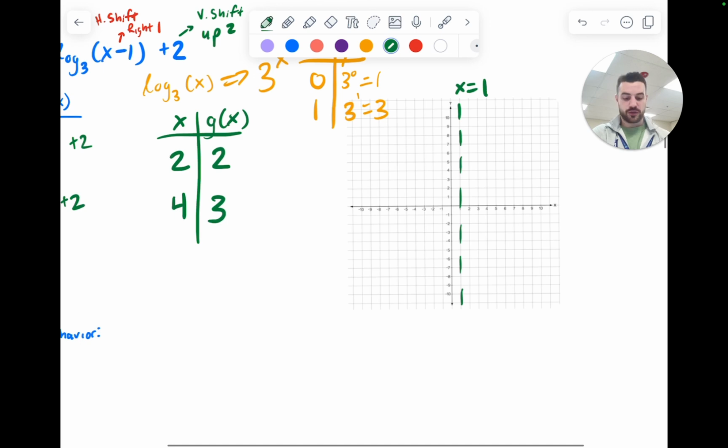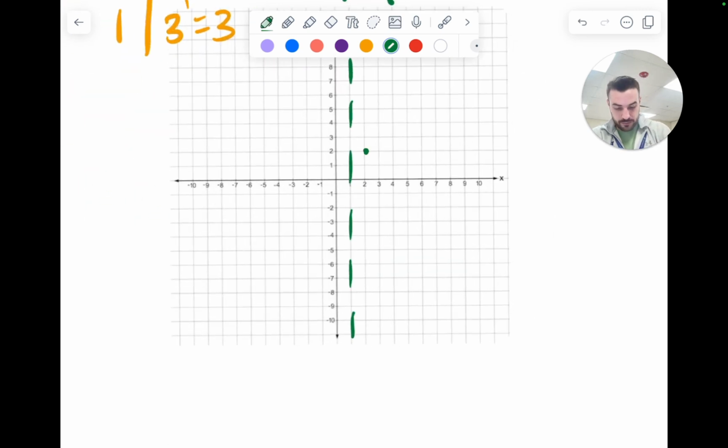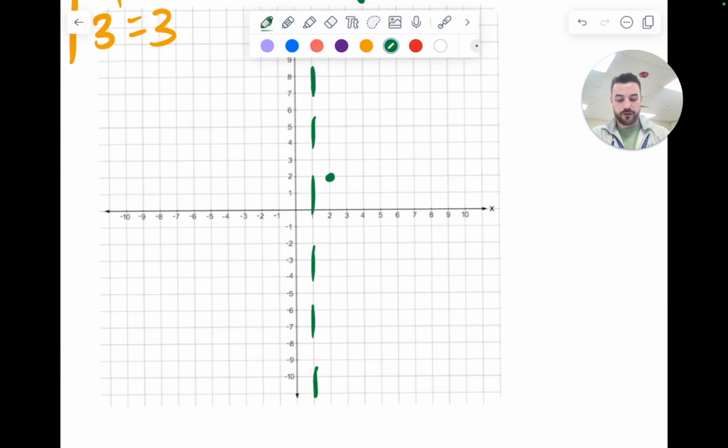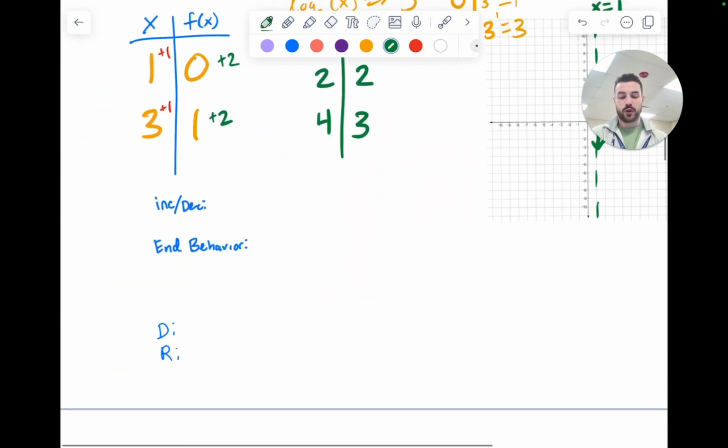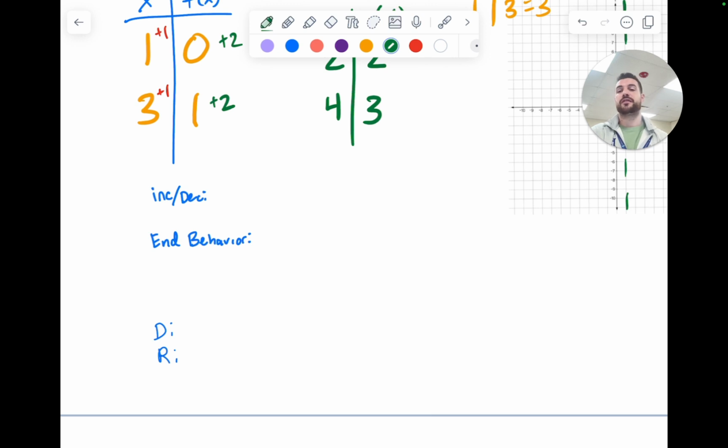Now let's plot our points. We've got (2, 2), and then we have (4, 3), which should tell us that our log function, I could draw a little bit better of a line here, is going to look something like this. Again, if you were to tilt it on its side, it would look like an exponential, and that's because they're inverses. So now to answer our remaining questions, we could really just look at our graph.